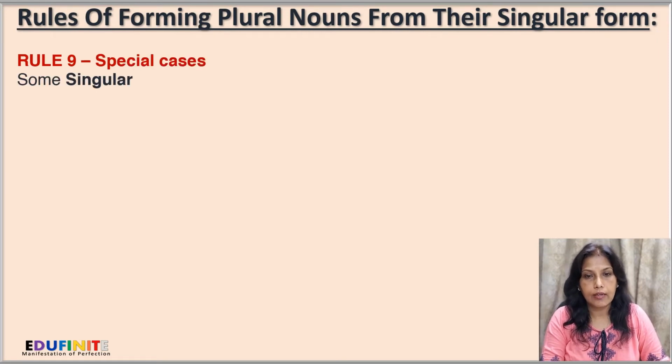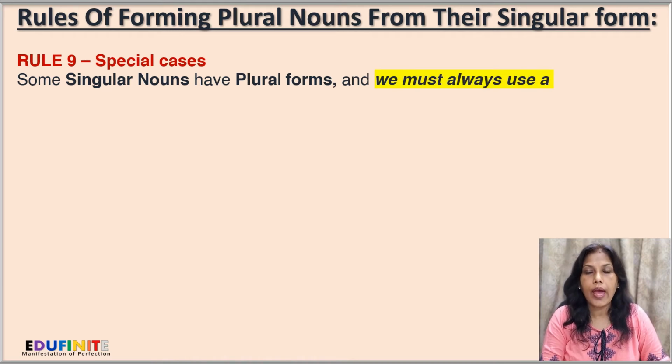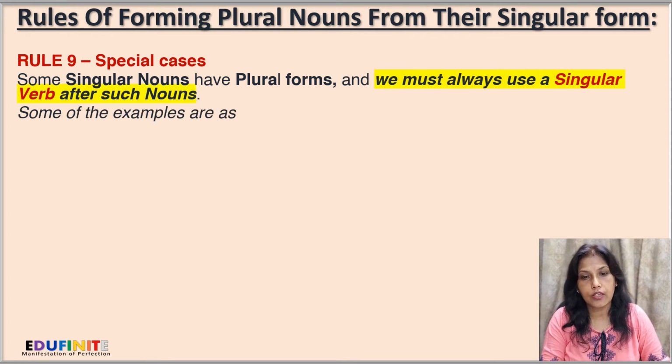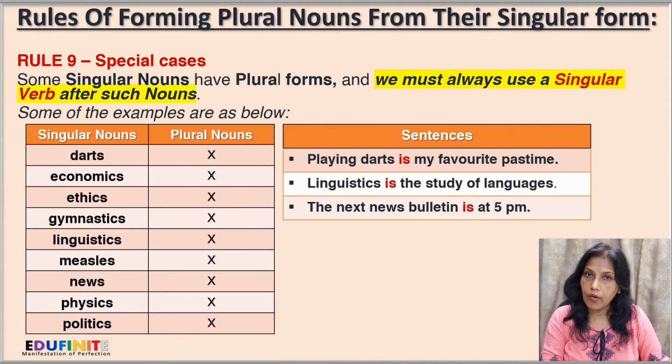Next, rule 9. Special cases. Some singular nouns have plural forms and we must always use a singular verb after such nouns. So these nouns are in the singular form, but they have an S after them. But since they are in the singular form, we'll always have to use a singular verb after them. Some of the examples are as below. Darts, economics, ethics, gymnastics, linguistics, measles, news, physics, politics.